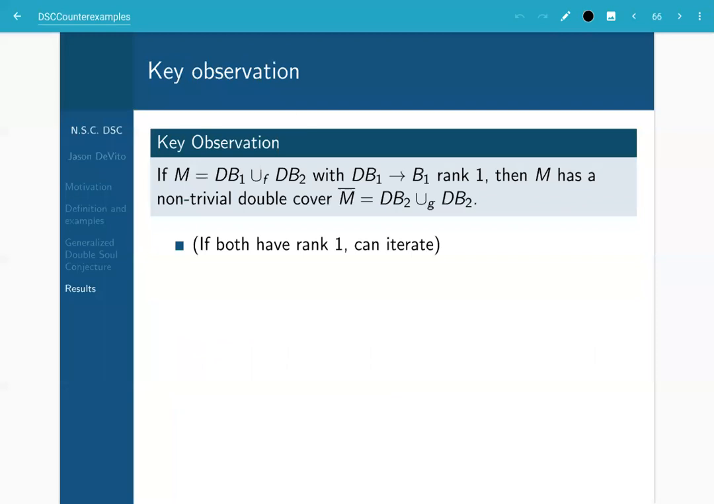So the key observation is if I have a manifold that has a double disk bundle decomposition, so it's 2 disk bundles glued together, and I'm going to assume that the first disk bundle is rank 1. In other words, the fiber is just an interval, 0 to 1. Then the point is we can find a non-trivial double cover of your manifold, which is actually built just using the second disk bundle. So this 2 here is not a typo. You just use 2 copies of that second one and build this thing.